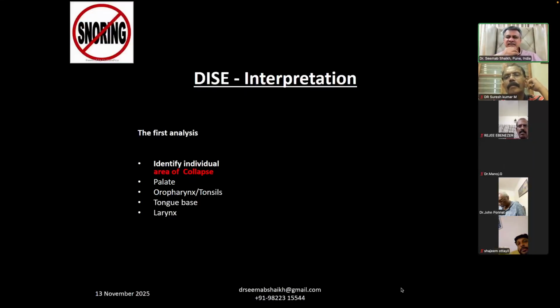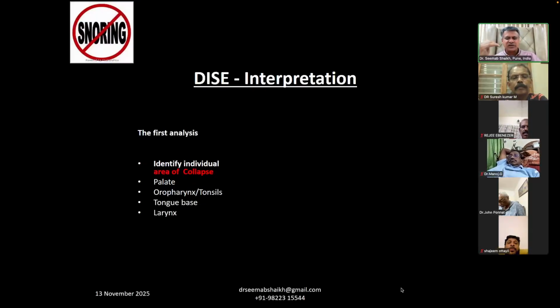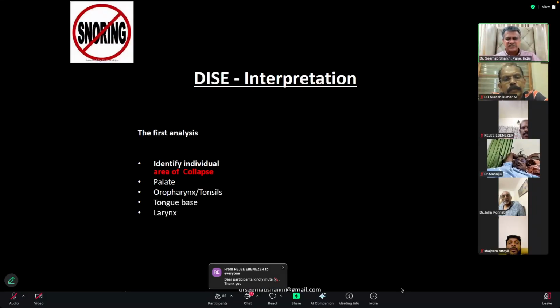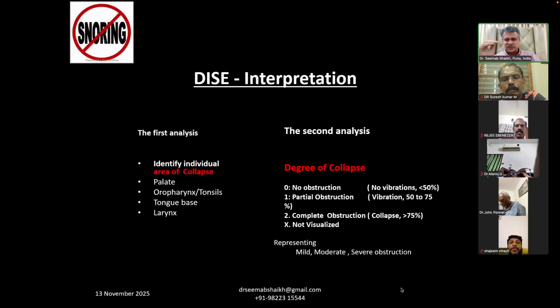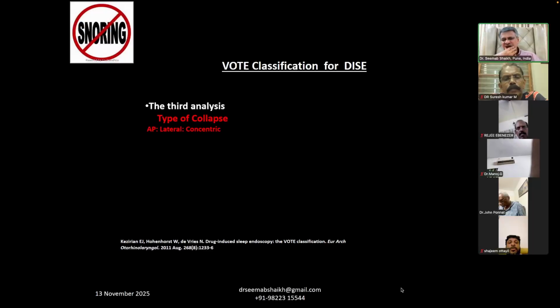One of the analyses is that we used to first identify the level of the collapse vertically, which would be at the level of the palate, oropharynx, tongue base, and larynx. Secondly, we used to talk about the degree of collapse, which would be either partial or complete. If it is partial, you take it as 1, complete would be 2, and X was not visualized. But now we have a third analysis where the type of collapse is also brought into the picture, where we talk about AP collapse, mediolateral collapse, and concentric collapse.